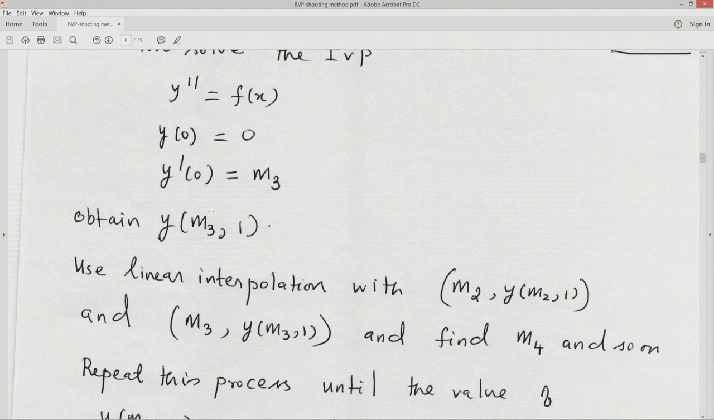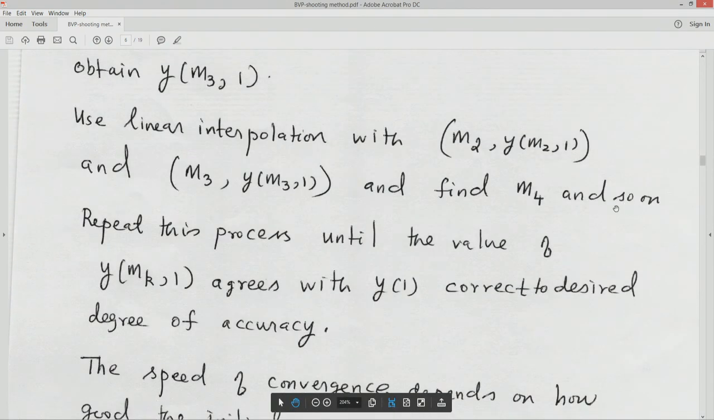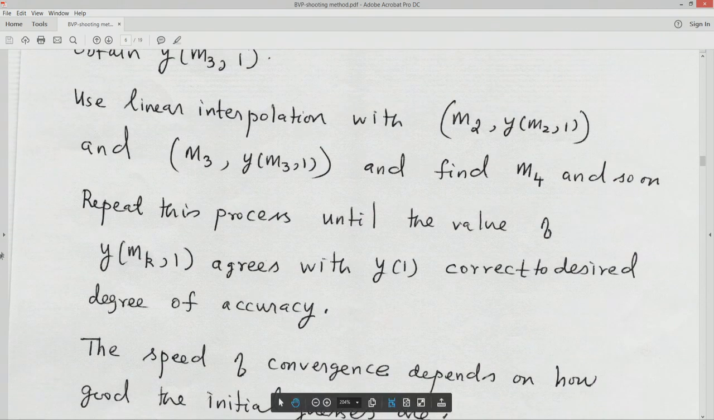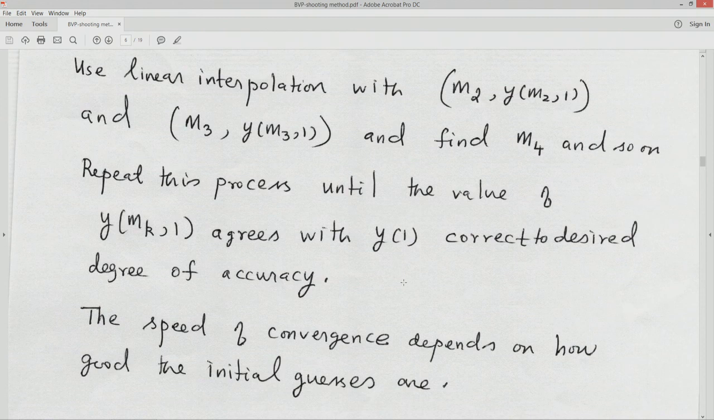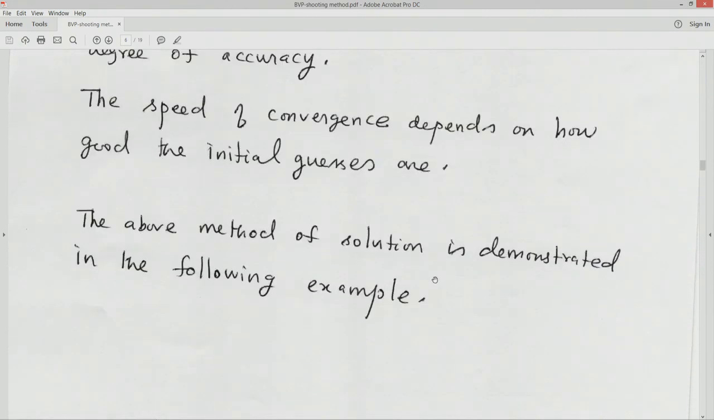Now, use linear interpolation with m2, y of m2, 1 and m3, y of m3, 1 and find the new m4 and continue this process till the solution y of mk, 1 agrees with y of 1 that is prescribed correct to the desired degree of accuracy. And it is clear that the speed of convergence of this method is highly dependent on how good our initial guesses are. So, let us try to demonstrate this by the following example.